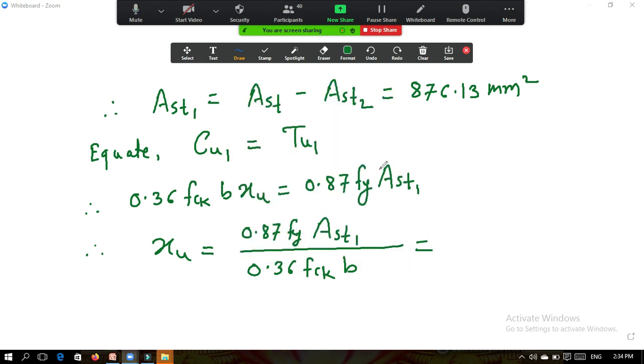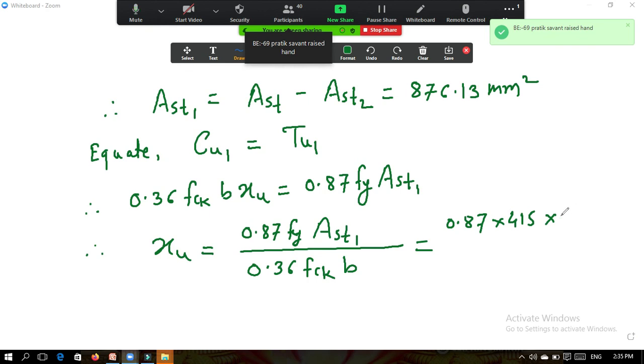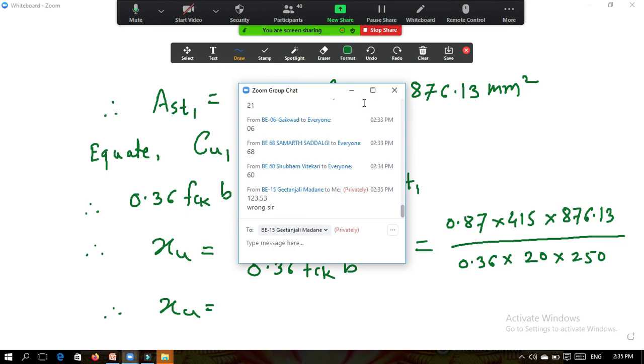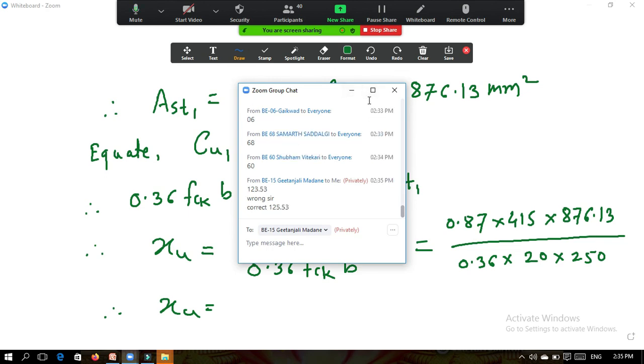Answer please. You just need to put the values. What is difficult there? Here it is 0.87 into 415 into AST1, 876.13, whole divided by 0.36 into FCK is 20 into B is given in the problem, 250. Therefore, XU is equal to 123.53. Wrong. What is wrong? I am not getting it.